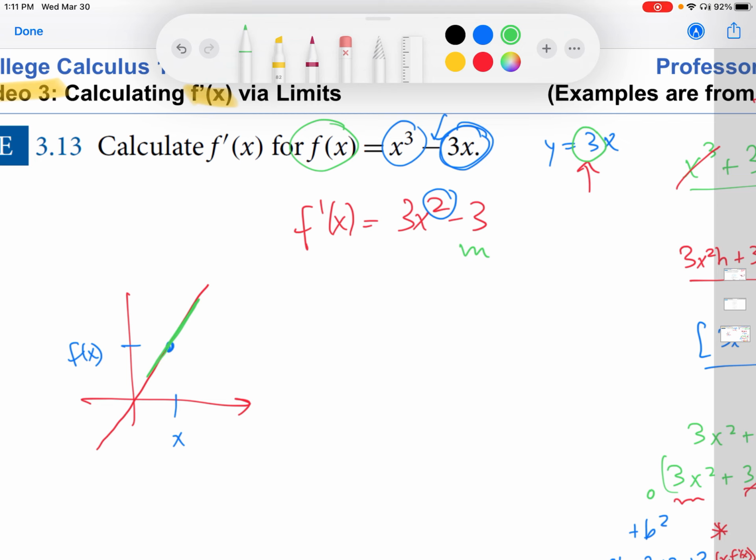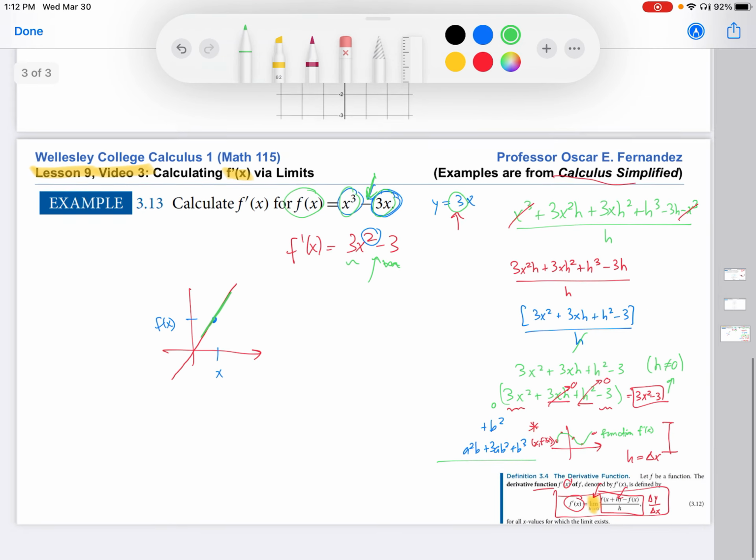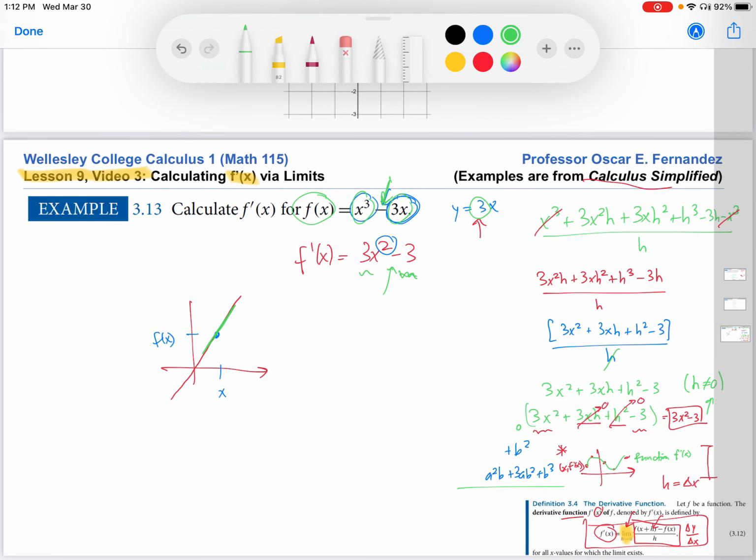So perhaps the derivative of a difference of two functions is the difference of the two derivatives, right? That's the other seed that I'm planting in your mind, that maybe there are rules and properties that derivatives satisfy. Okay, so that is a really quick review and seed planting for what happened here with this example.